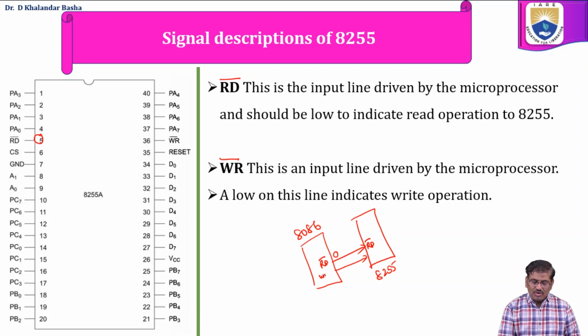Next we have write bar. This write bar is also connected from the microprocessor to 8255, which is an active low signal, and this write bar is an output signal for 8086, whereas it is an input for 8255. So write bar is an input line driven by the microprocessor. A low on this line indicates a write operation. So whenever write bar is equal to 0, it indicates the processor is writing some data to 8255. Either it may be configuring the data for the control word register, or it may be writing data to the IO devices which are connected to port A or port B or port C.